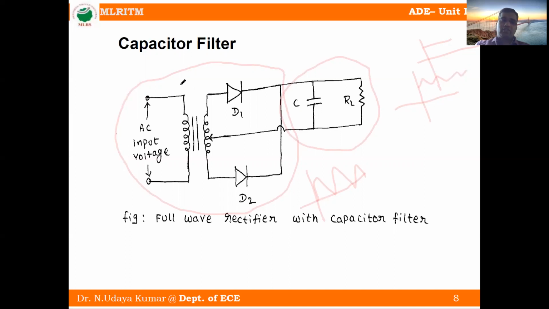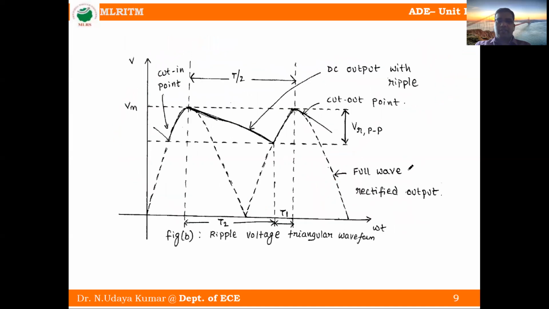Okay, understood this one? Here the full wave rectifier output is given to the capacitor filter. I will explain in detail using this graph. You can observe my mouse pointer. This dotted line, we call it the full wave rectifier output.